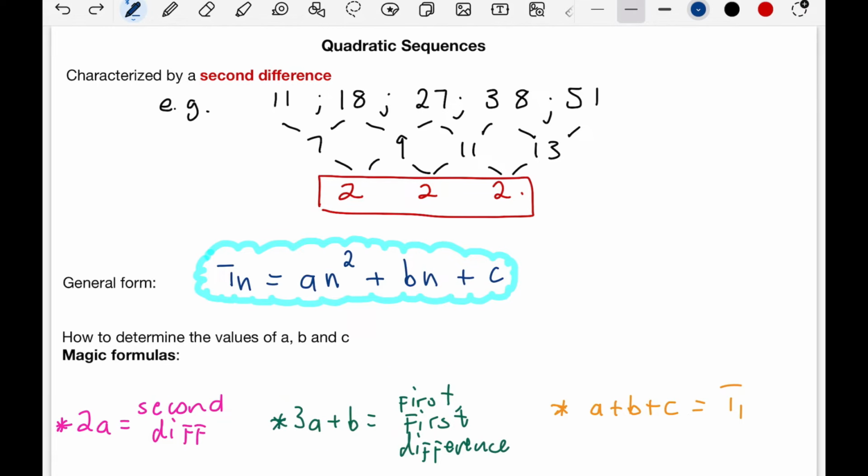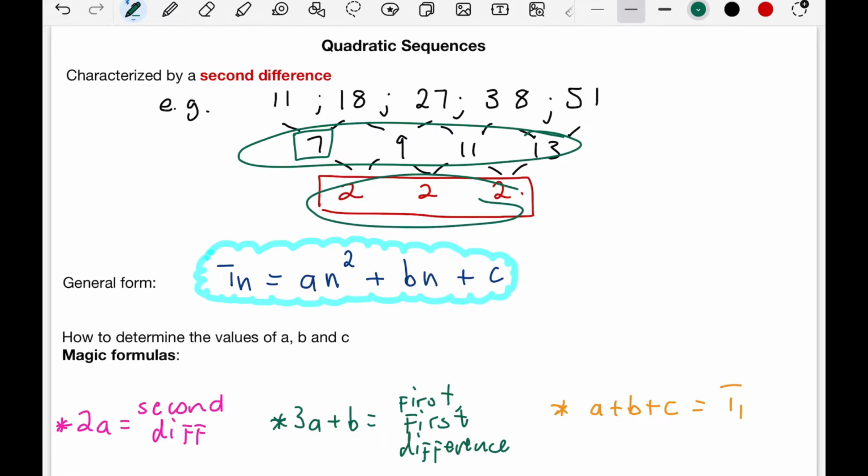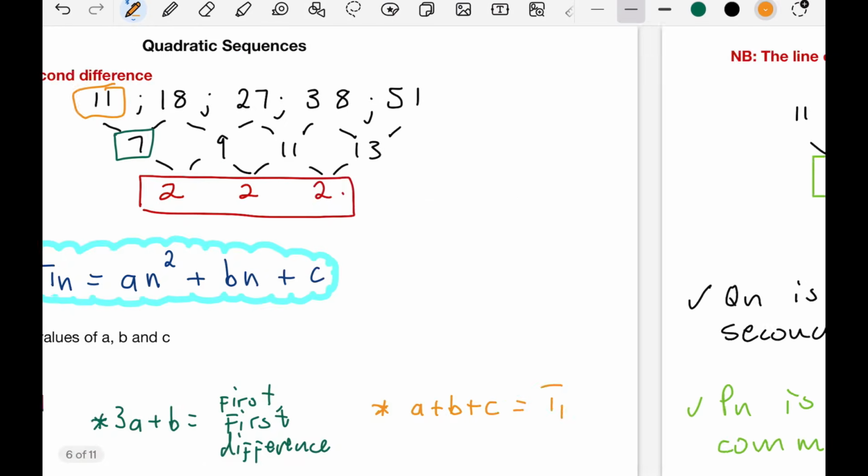Then 3a plus b is always equal to the first difference. What does that mean? Well, it just means this number over here, the first difference. Remember, in quadratic sequences, we have first differences and second differences. So 3a plus b is always equal to the first difference. In this case, that would be 7. The last magic formula says a plus b plus c is always equal to the very first term, this guy. Let's look at this in practice.